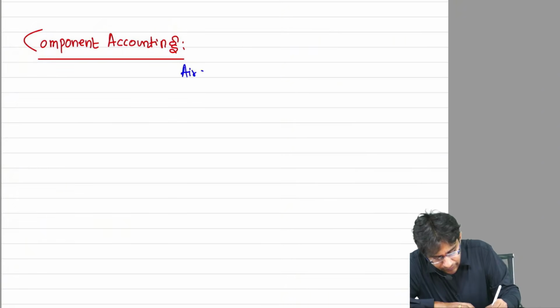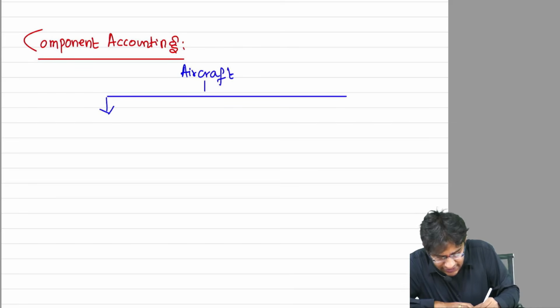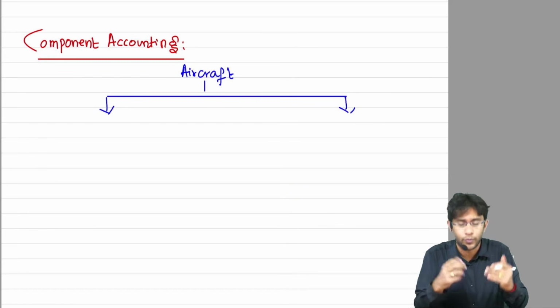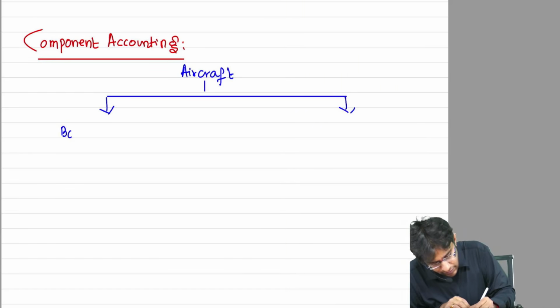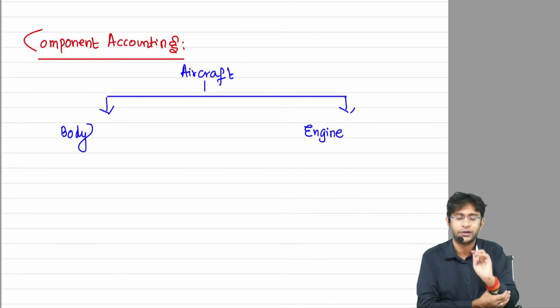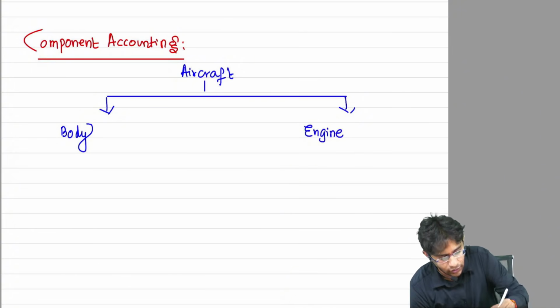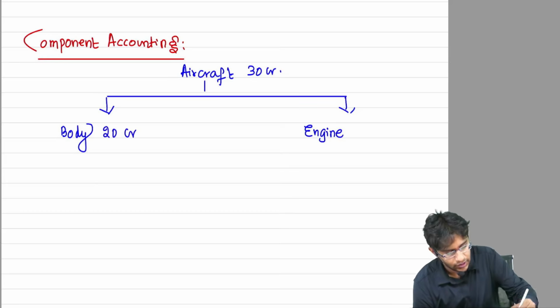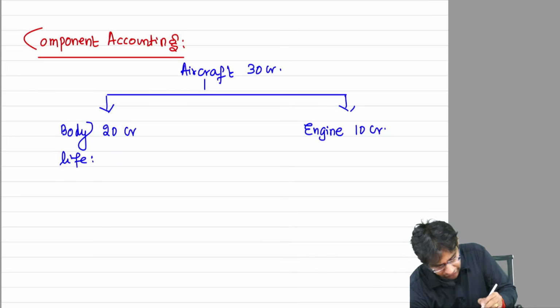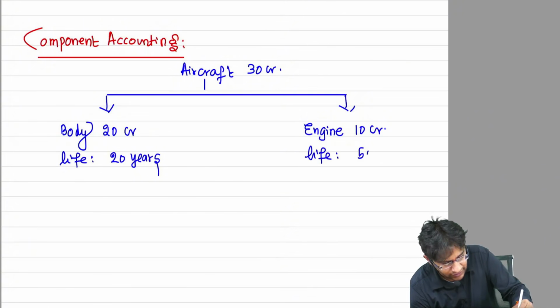For example, you take an aircraft. This aircraft is a single asset, agreed, but an aircraft is not made of only one part. An aircraft is an assembly of various components. Just for simplicity, understand like this. The major component is the body, and another major component is the motor, the engine part of it. Now let's say the aircraft cost is 30 crores. In that, the body cost is 20 crores, the engine cost is 10 crores. The life of the body is 20 years. The engine will have a life of, let us say, 5 years only.